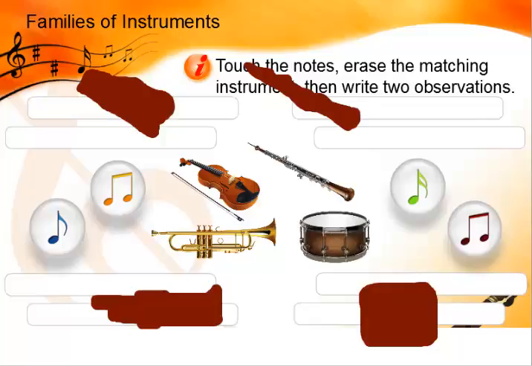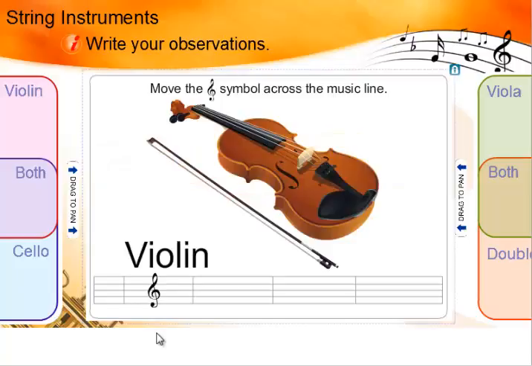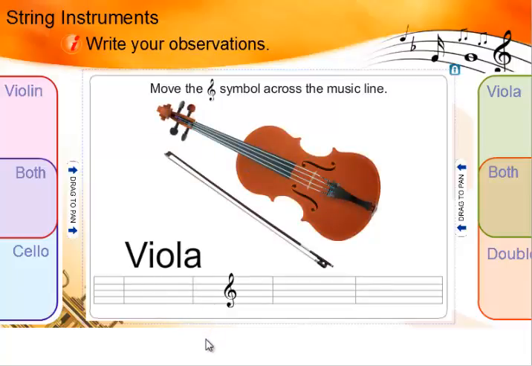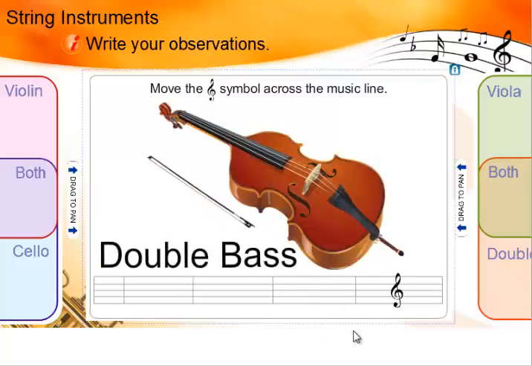First of all, let's learn about the string instruments. Okay, so the teacher just wants us to move this treble clef sign across the staff, and we'll hear the different sounds and pitches of each instrument and how it's going to go lower as we go across. Alright, so let's start off with the violin. Next, the viola, followed by the cello, and lastly the double bass.